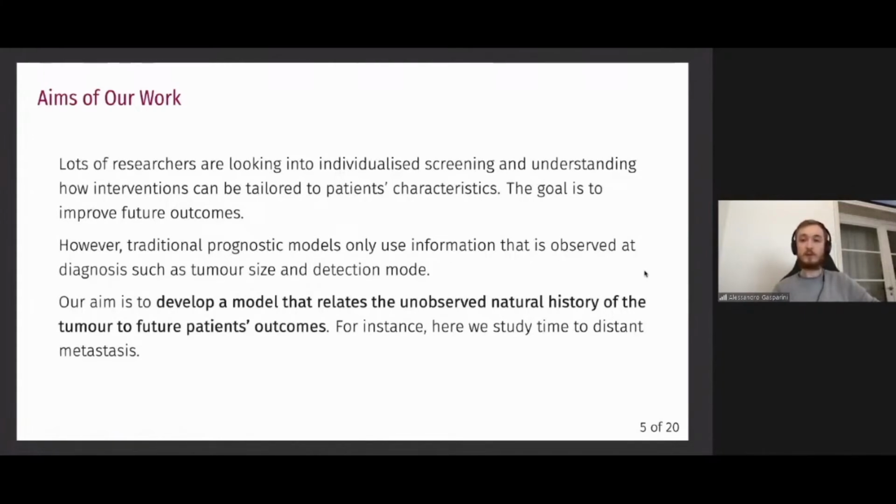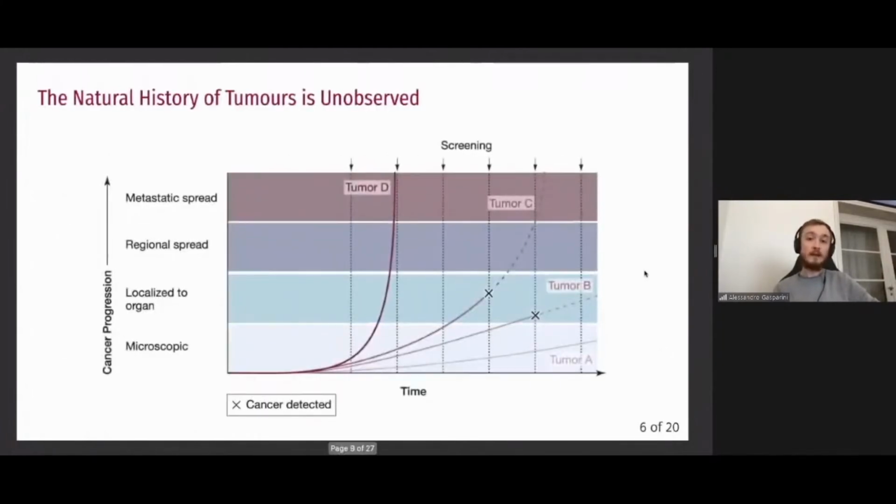However, traditional prognostic models only make use of the information that is observed at the time of diagnosis, such as tumor size, detection mode, age, and so on. Therefore, our goal is to develop a model that relates the unobserved natural history of the tumor to the risk of future outcomes. Once again, here we focus on distant metastases.